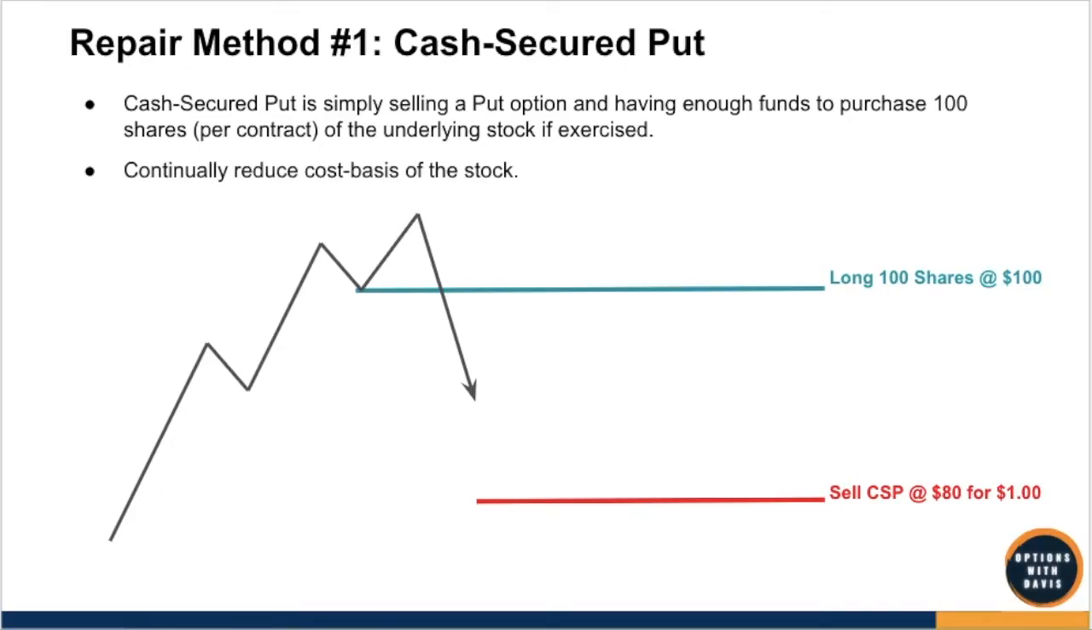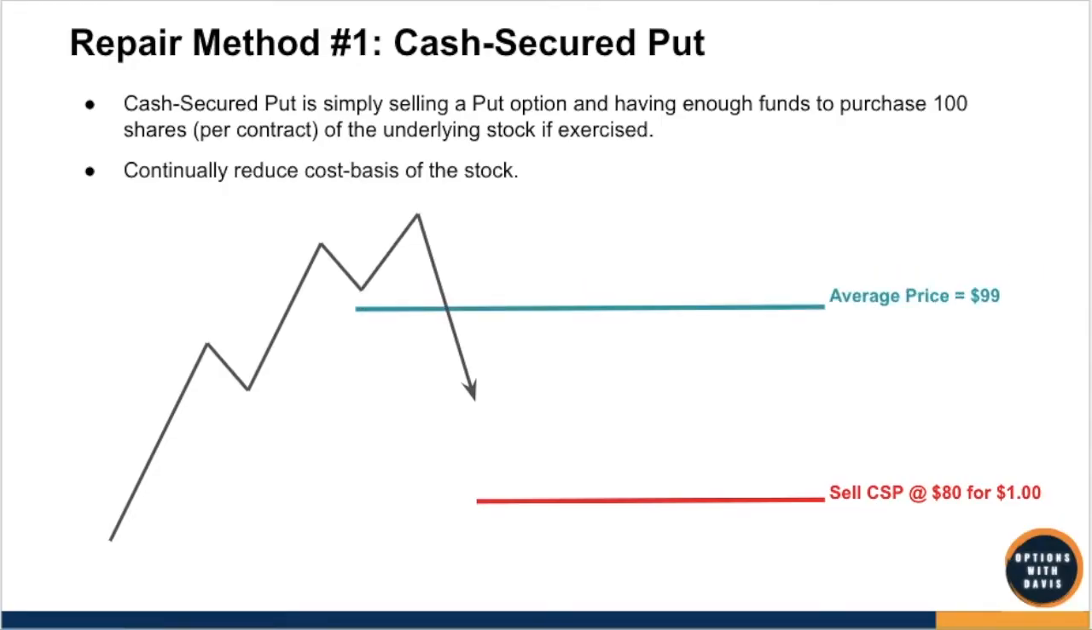Let's say you have identified the level at which you want to enter the next batch of 100 shares, and the price you want to buy the shares at is $80. So you sell the cash secured put, and let's say you collect $1 in premium for it. This dollar of premium will offset the entry price that you bought at. So now your average price would be $99.